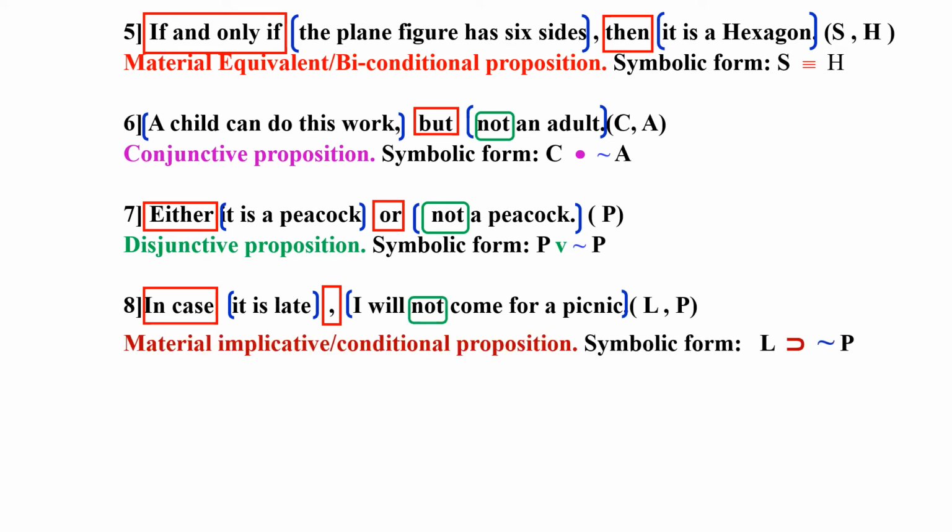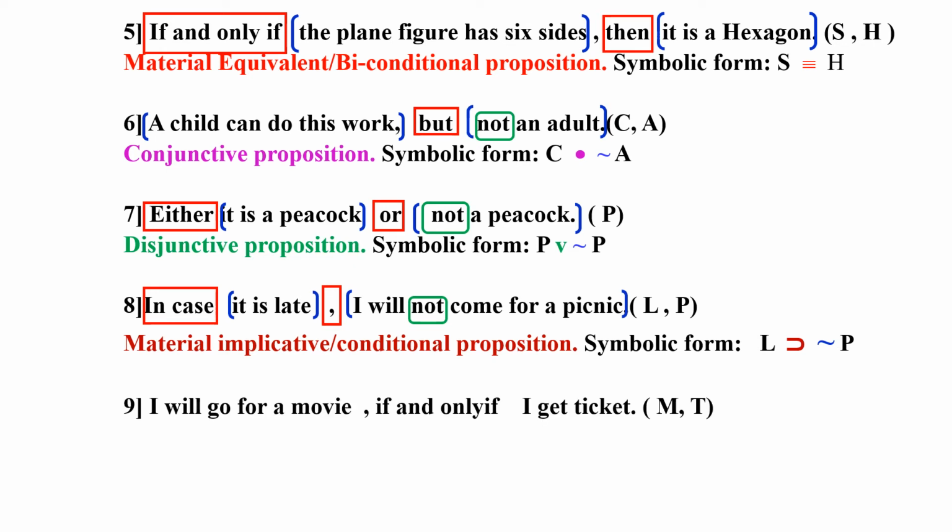And it is a material implicative or conditional proposition. Now 9: I will go for a movie if and only if I get a ticket. So if I get a ticket is T and I will go for a movie is M, and if and only if is the connective. When we have the connective if and only if, we use the triple bar. It is a material equivalent or biconditional proposition.